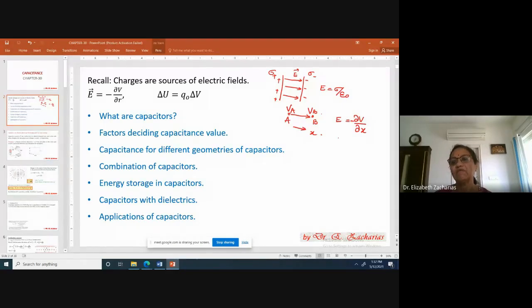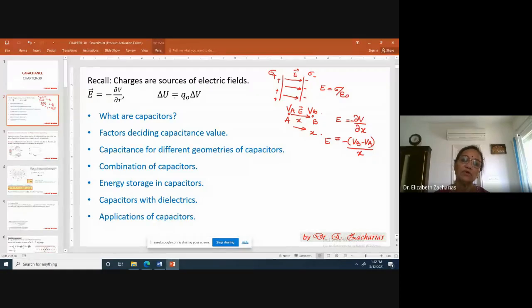Here, dou V by dou X means minus of VB minus VA divided by the distance, where dx is simply going to be X. So this is the relationship between electric field and potential difference. You can see that the direction of the field is decided by which of these is at a higher potential. So this is what I wanted you to remember. Or in other words, you can simply write this as E equal to minus dou V by dou R if I'm talking of 3 dimensions.